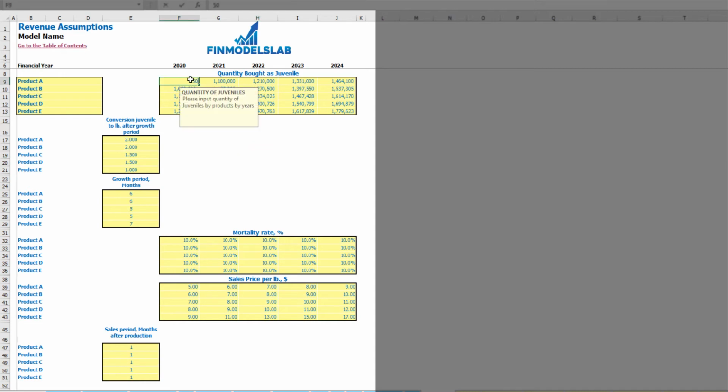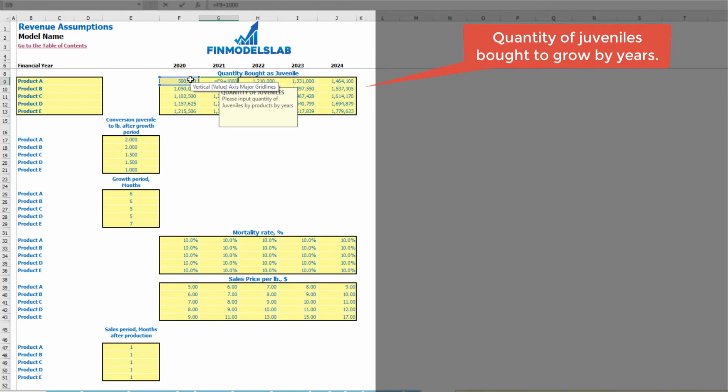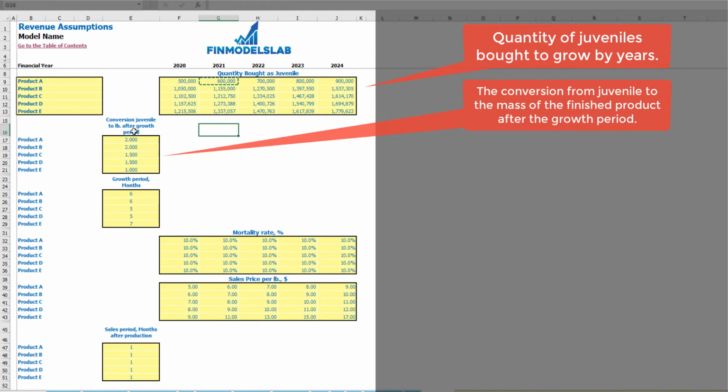The next stage is to set up quantity of juveniles bought by years, for example 500,000 for 2020 for product A, and additional 100,000 per each next year. This is changeable for all other products as well by years. The next step is to set up the conversion of juveniles to pounds of the production, for example meat or fish, and this is obviously after the growth period. So for example, one juvenile can give you 2 pounds of product A, meat or fish.